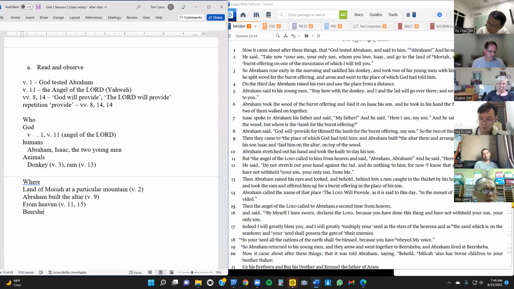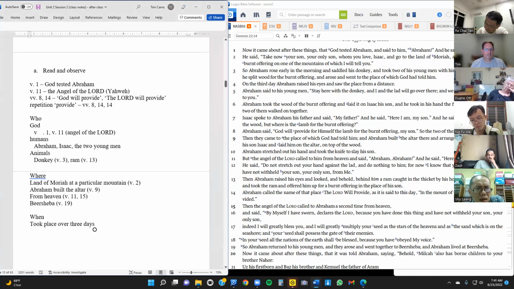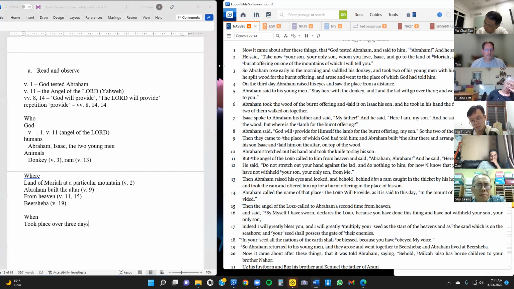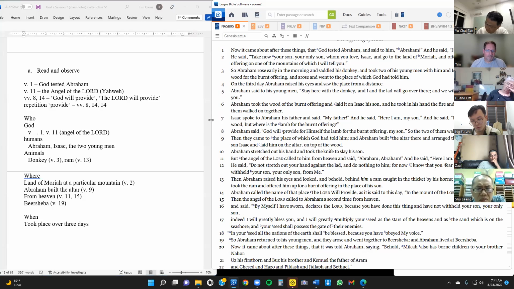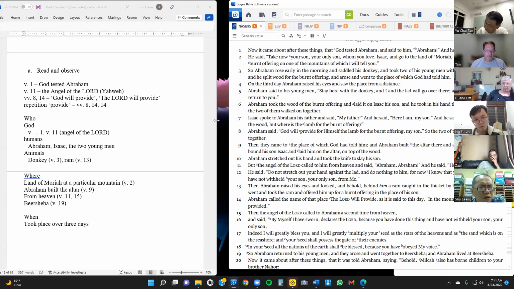Now it's about when, because in verse 1, "Now it came about after these things," so it should be continued from the previous verses. Then we move to the particular time: early in the morning they start the journey, and on the third day they saw the place from a distance. Then Abraham asked the two young men to stop somewhere, and Abraham and his son walked together to the particular place and built the altar. And then the time is about the first time the voice came from heaven.